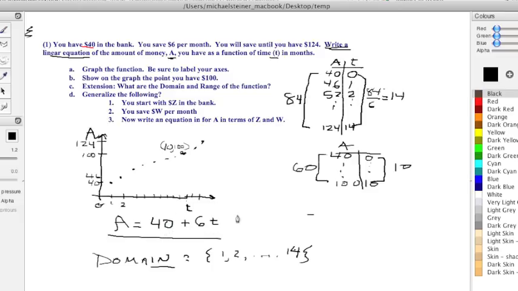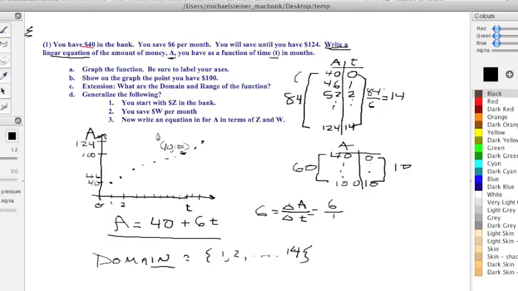This 6, in terms of definitions, is the change in A divided by the change in T, which is our slope formula, which usually we think about as change in Y over change in X, but these axes are labeled A and T. So how much does A change? A changes 6. You can see it right there, 40 to 46, or any of these points, every time T changes by 1.